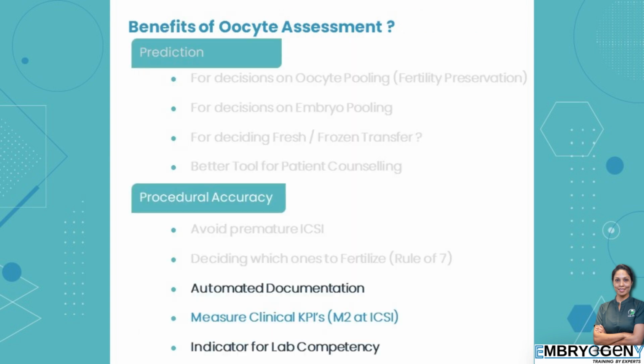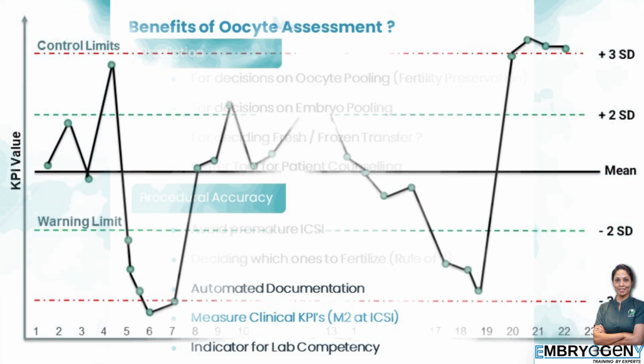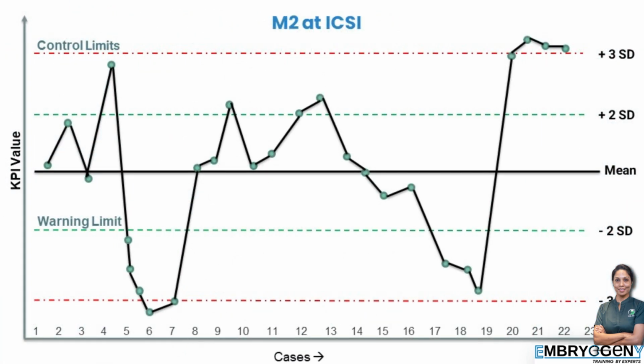Two more rather indirect benefits of oocyte assessment for procedural accuracy would be measuring the clinical KPI of M2 at ICSI and the IVF lab competency. So by measuring the clinical KPI of M2 at ICSI and reporting the oocyte score after each OPU, you can indirectly indicate the quality of IVF stimulation.